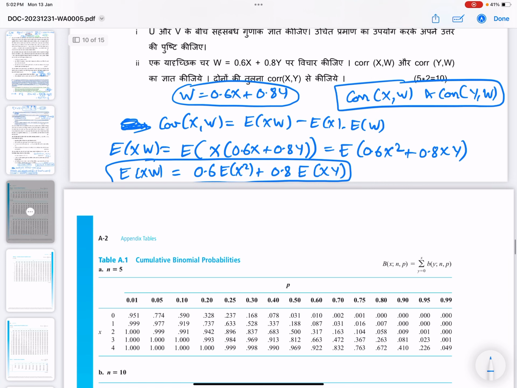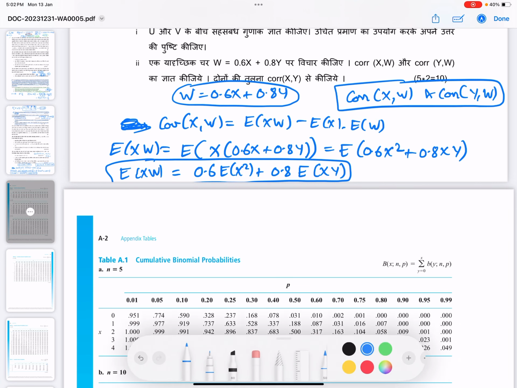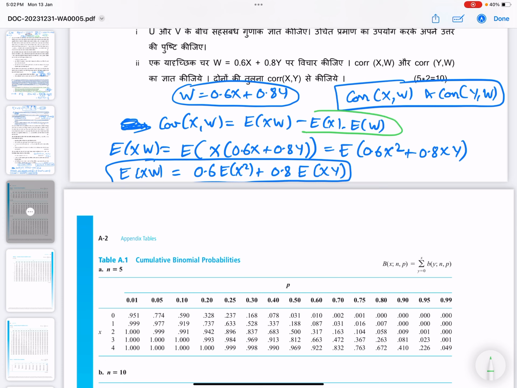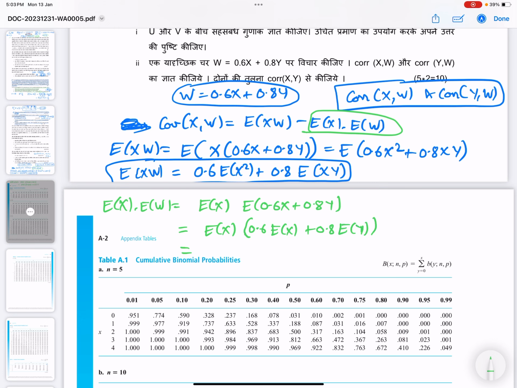Now the second term: expected X into expected W, this would be expected X into expected of 0.6X plus 0.8Y. So we have expected X into 0.6 expected X plus 0.8 into expected Y. So this becomes 0.6 expected X whole square plus 0.8 expected X expected Y.